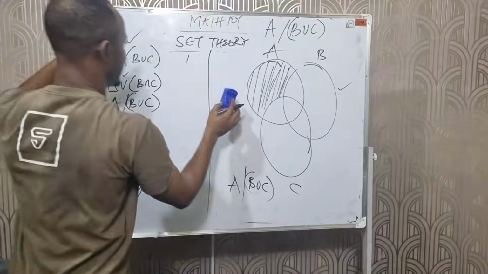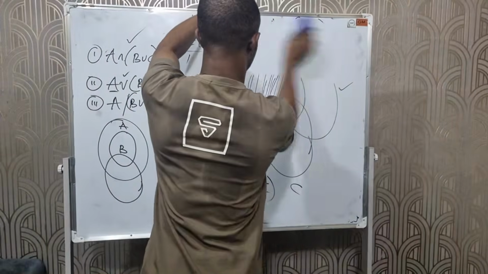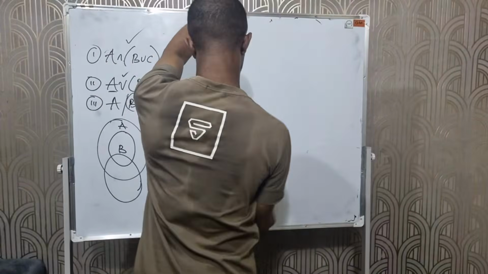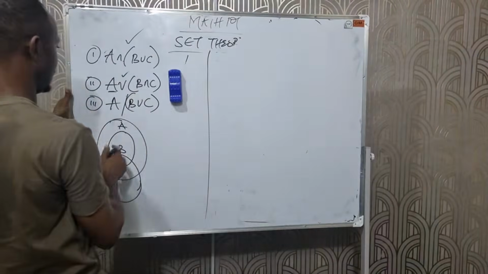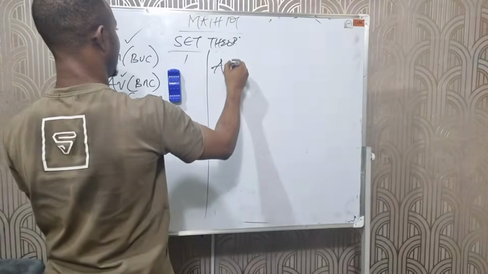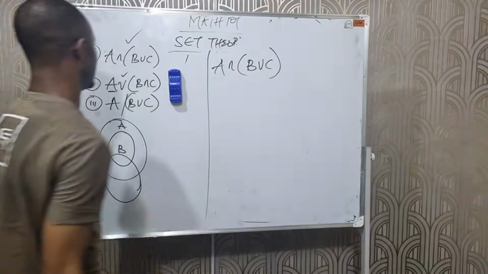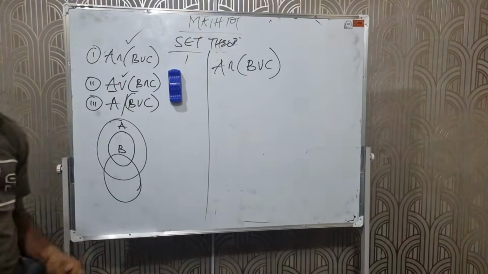Now let's represent the first one. The first question here says A intersection B union C. A intersection B union C.